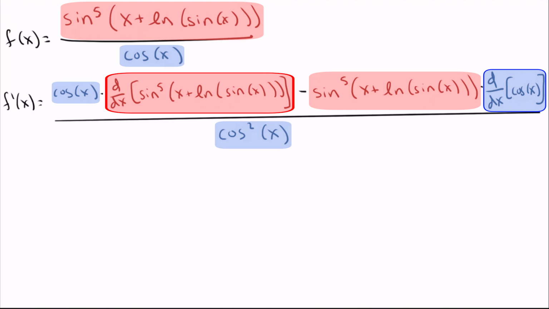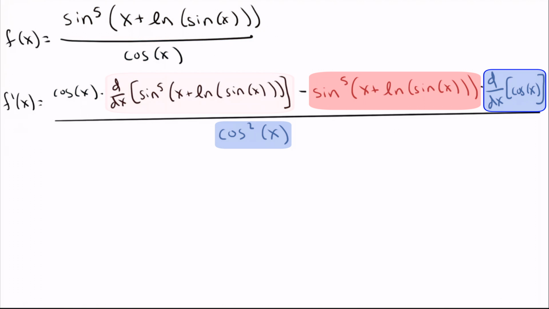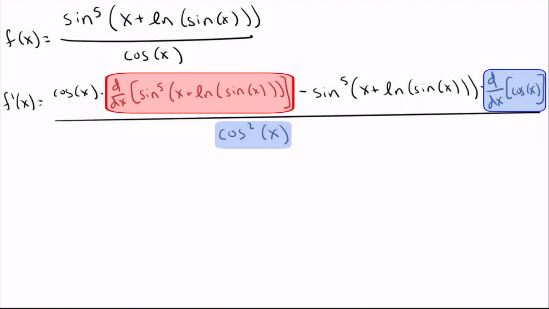Okay, so looking at this, I see, again, there's really only one hard thing to do here, right? I've got a cosine, cosine's fine. Then I've got this big derivative. That's going to be some work. After that, I've got a big ugly sine, but I'm not taking the derivative. It's just sitting there. And the derivative of cosine, that I can do in my head. And on the bottom, cosine squared. So let's jump right to scratch work and start working on this big, ugly derivative.